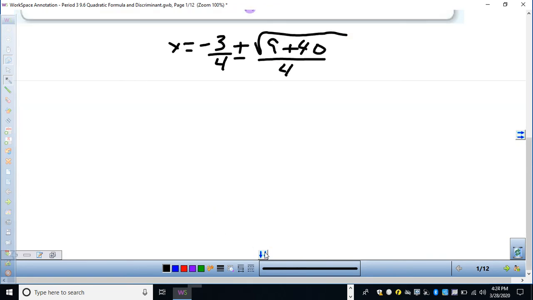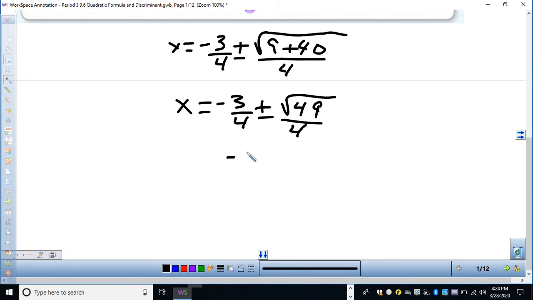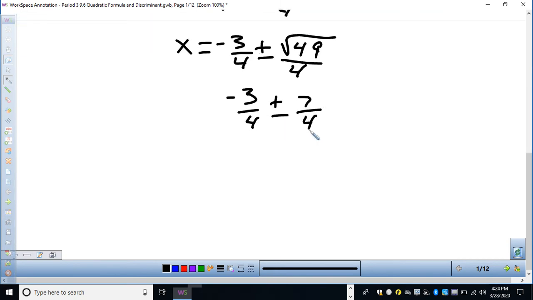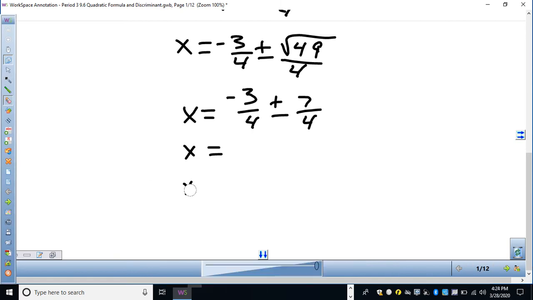If we continue on with this problem, we're going to get x equals negative 3/4 plus or minus the square root of 49 over 4. Square root of 49 is 7, so we have negative 3/4 plus or minus 7/4. So when you have two fractions like this, what we can do is go ahead and add the numerators. Remember, when we add two fractions, you never add the denominators, you only add the numerators. So I'm going to rewrite one of these equations with the plus and one with the minus. Actually, let's hold off on that second x. So we have negative 3/4.